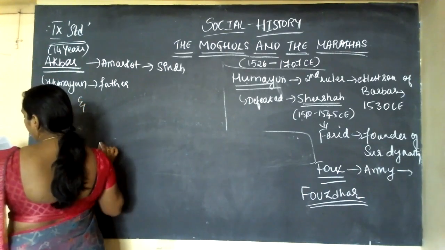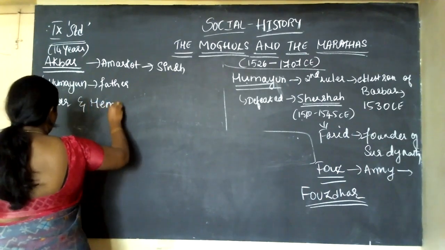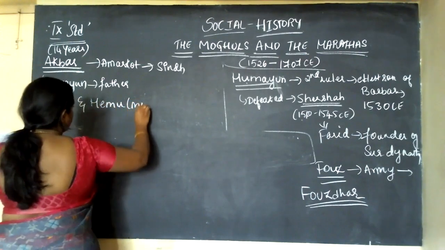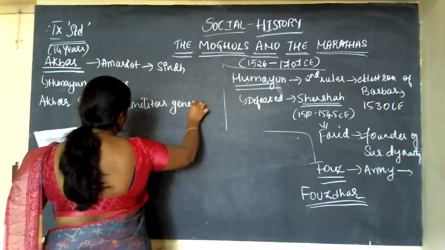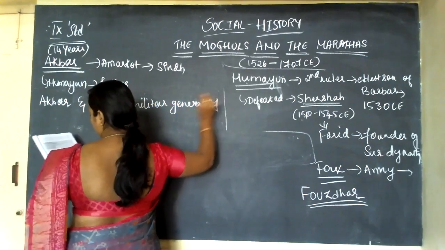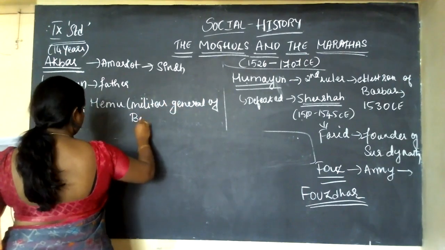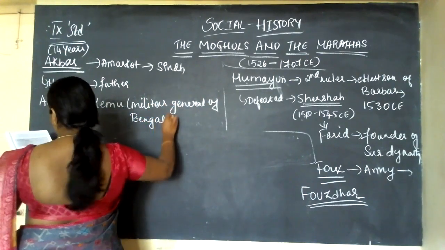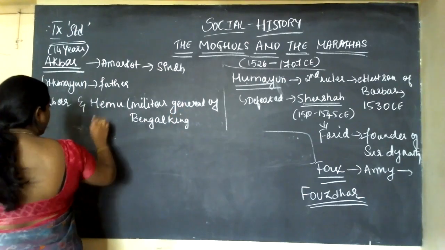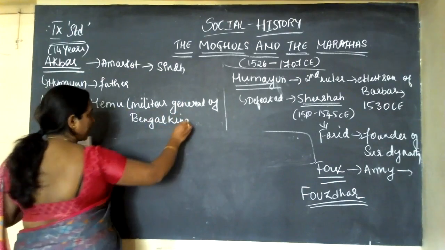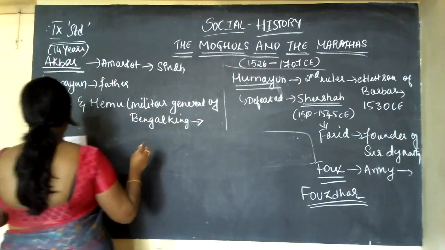After the death of Humayun, Hemu, the military general of the Bengal king. Who was he? He was the military general of the Bengal king. And what was his name? Hemu was the military general of the Bengal king. And what was the king's name? The king was Muhammad Shah Adil.